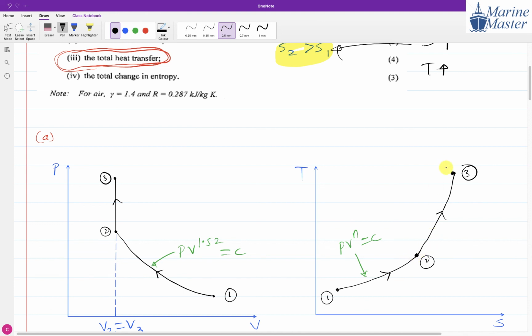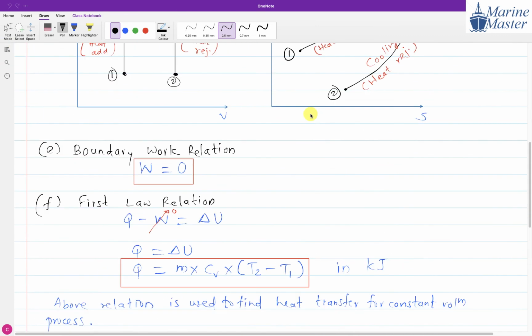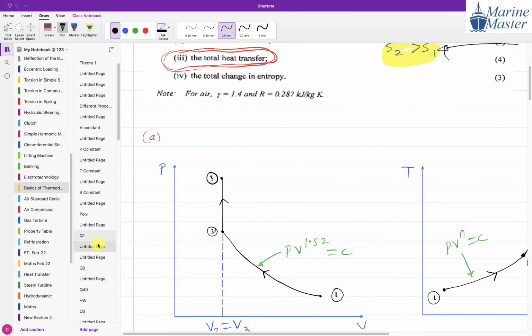Always show these dotted points so that we can easily differentiate. And 2 to 3 is constant volume heating. We have already seen the TS diagram for a constant volume process. If you remember, it goes vertically upward. And here, heating means temperature is increasing.